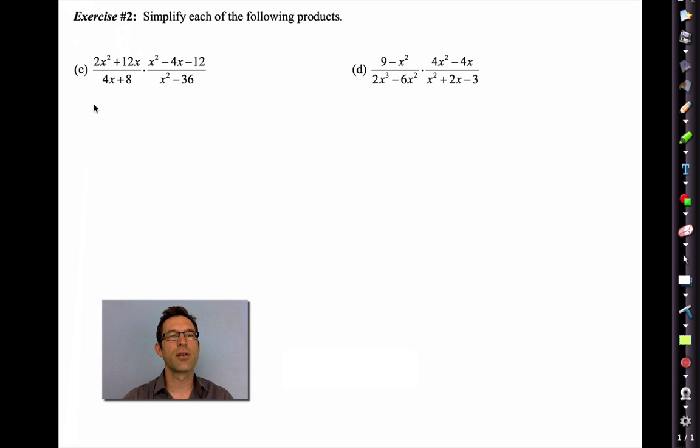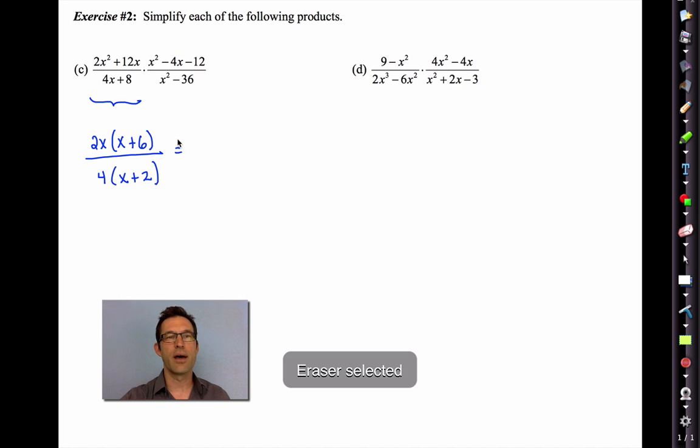Letter C, let's take a look at this first fraction. Let's factor the numerator. That's going to be 2x times x plus 6, just a little GCF. The denominator is also a GCF. It's just 4 and x plus 2. Before we move on, I really want you to be aware that in the numerator, there's 2 factors, 2x and x plus 6. I put little dots between them. And in the denominator, there's just 2 factors, 4 and x plus 2.